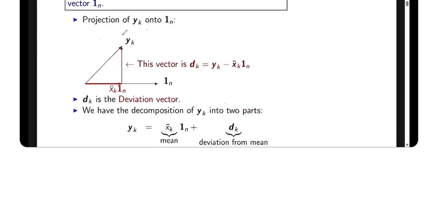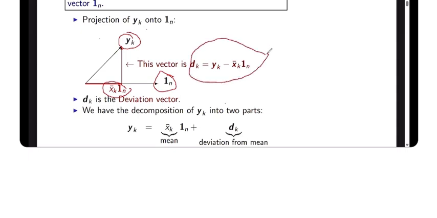I want to see this y_k minus 1n. Can you see that? And this was the sample mean vector that we got. Okay. Now let me tell you this. If I have a sample mean vector, I may actually want to look at the difference between the observation and the mean, and that is going to give me another vector, and that very vector will be called a deviation vector.